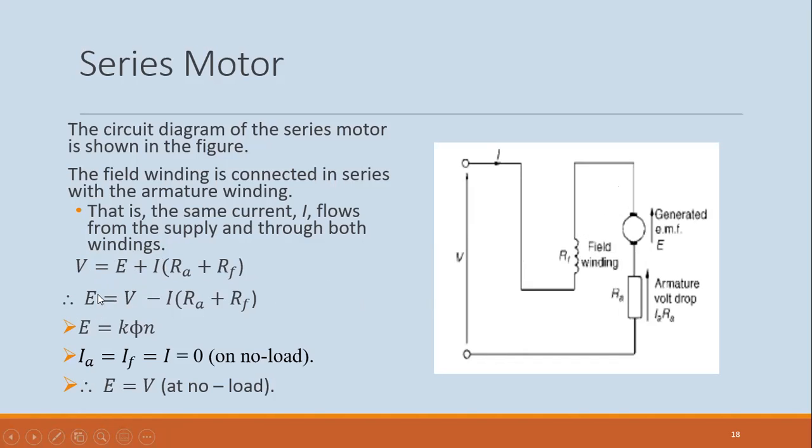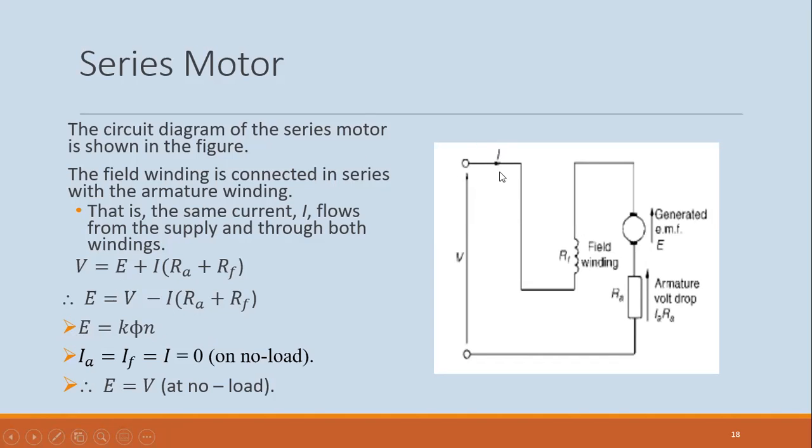Then I can work out, make the induced EMF the subject of the formula. So E equal to V minus IA into RA plus RF. And again, E is equal to K phi N.